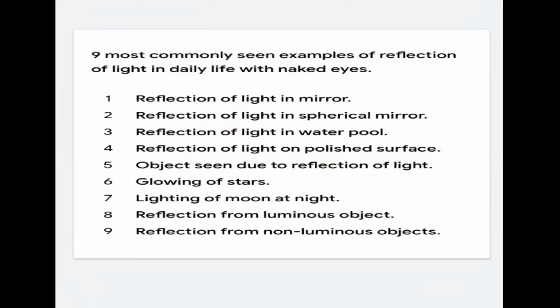These are basically the examples that we see in our day-to-day life with the naked eye. The first one is reflection of light in a plane mirror, reflection of light in a spherical mirror, reflection of light in a water pool, reflection of light on a polished surface, objects seen due to reflection of light, glowing of stars, lightning of the moon at night, reflection from luminous objects, and reflection from non-luminous objects.